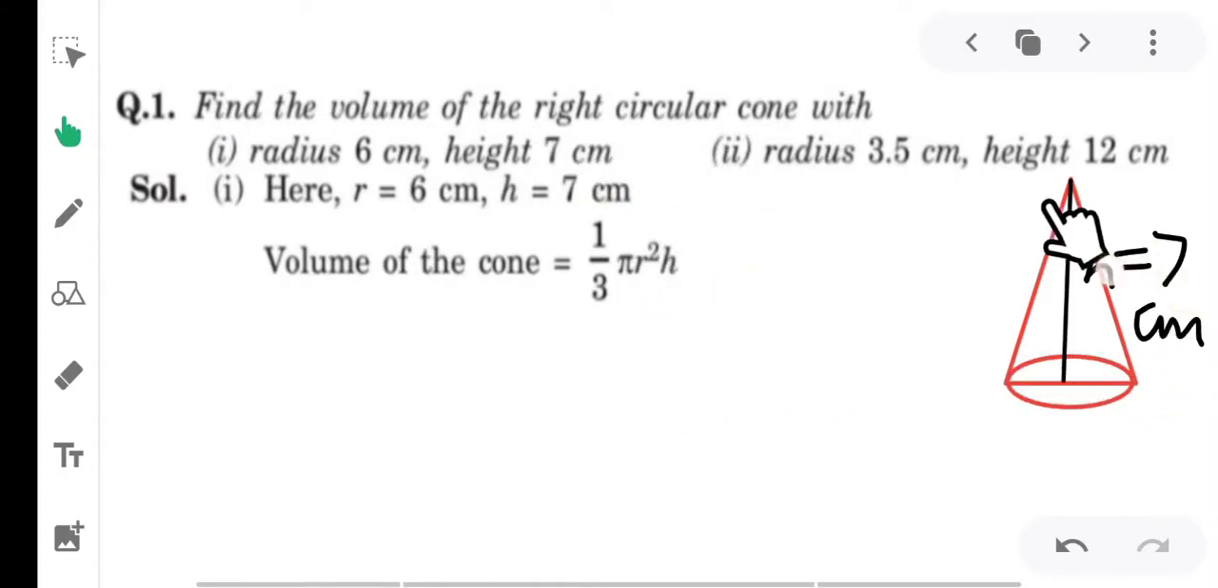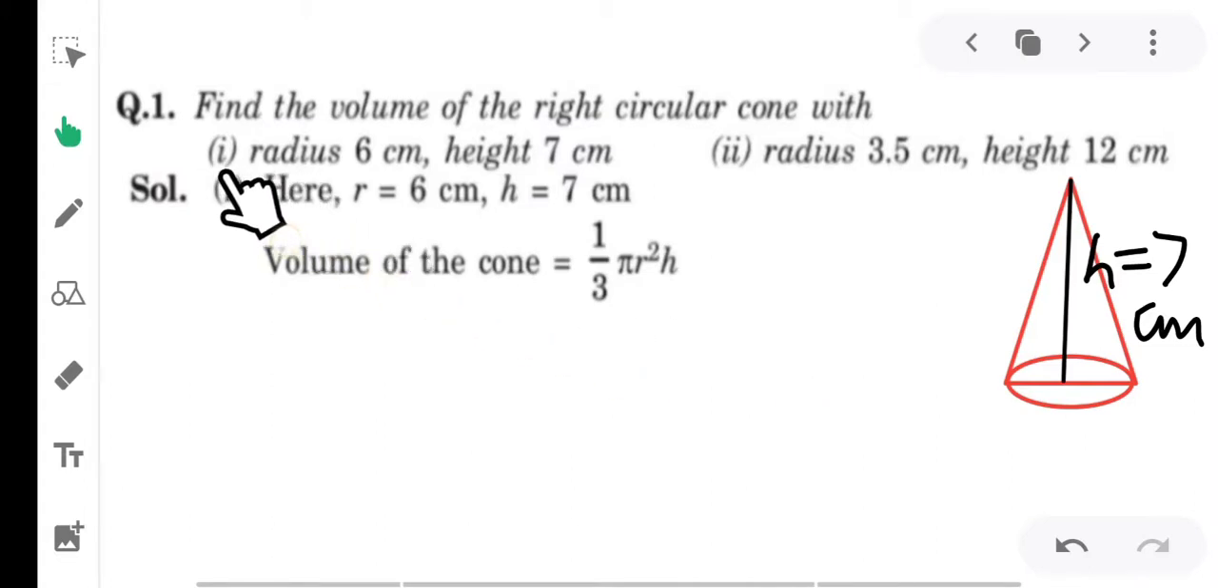So we have to find the volume. Volume is also known as the capacity. Suppose we have a conical solid, how much capacity, how much volume of the cone we have to find in this question, right? So first case we will take.